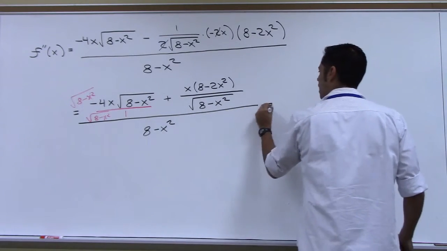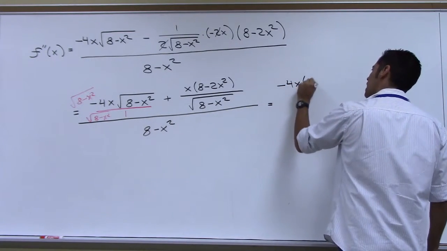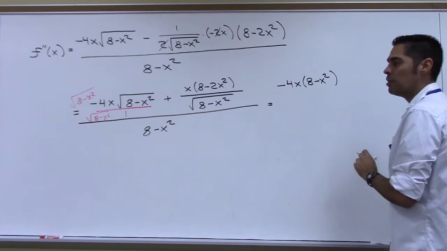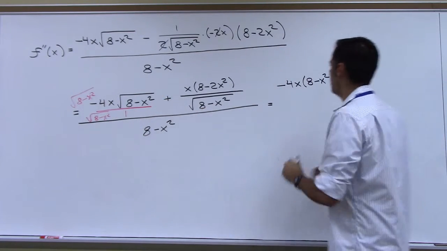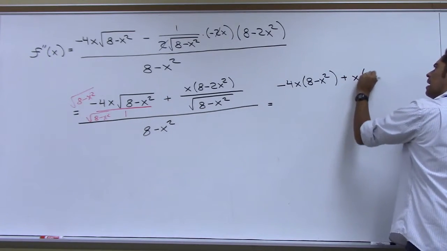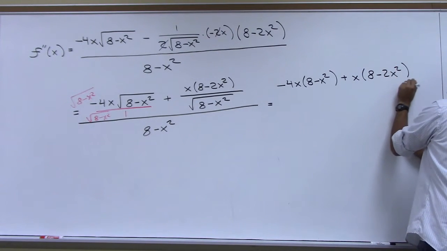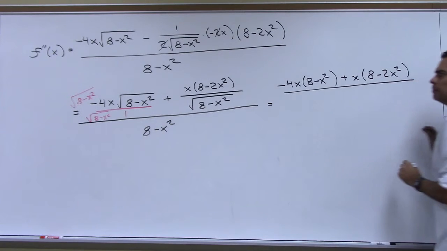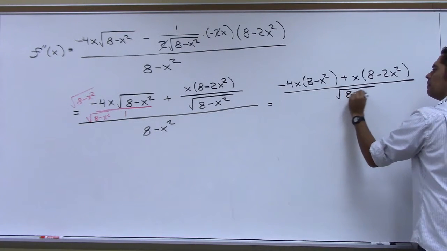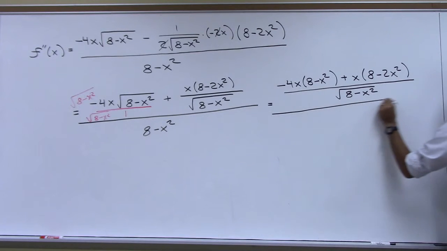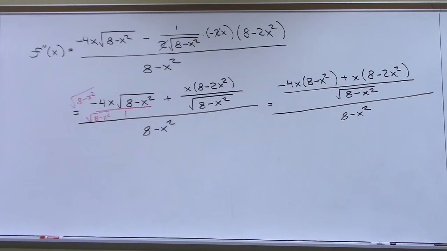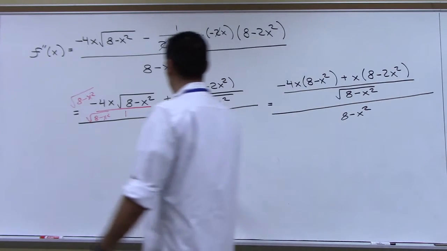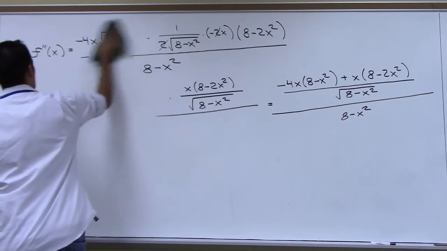So I'm looking at this. Negative 4x, then the 8 minus x squared, which used to be the root times the root. I'll have a common denominator, so I'm going to say plus x and then 8 minus 2x squared, all over the common 8 minus x squared. Shall we clean that numerator up? I have 1 minute. Clean the numerator.